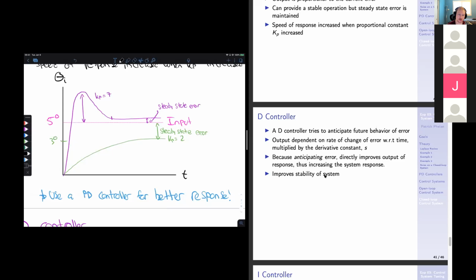So if we implemented a D controller as well, it would be able to reduce that big instability right here, and it would also improve or decrease the steady state error that we have for the output.